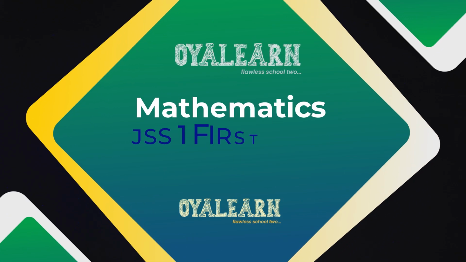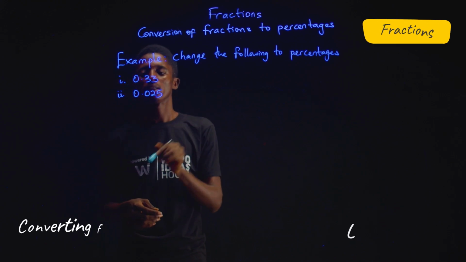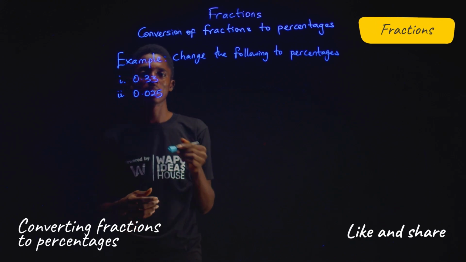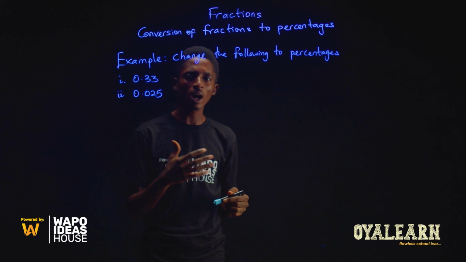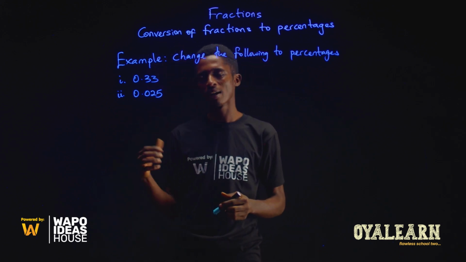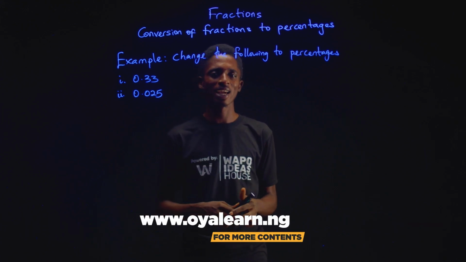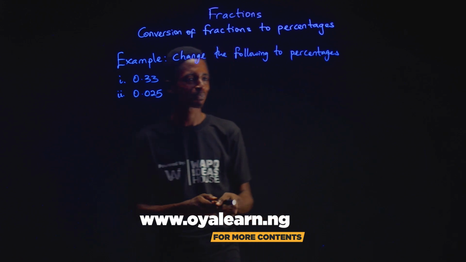Now, change the following to percentages. Number 1, you have 0.33. Number 2, 0.025. You can go ahead and pause the video, try this yourself using the skills we have learned so far, and then compare your answers to what we get at the end of this video.